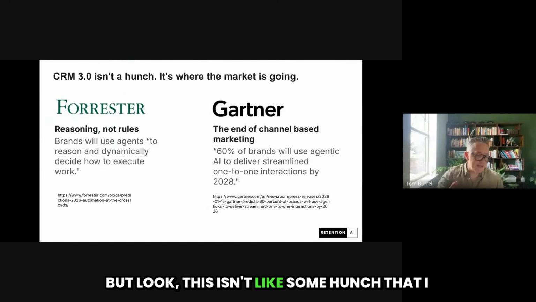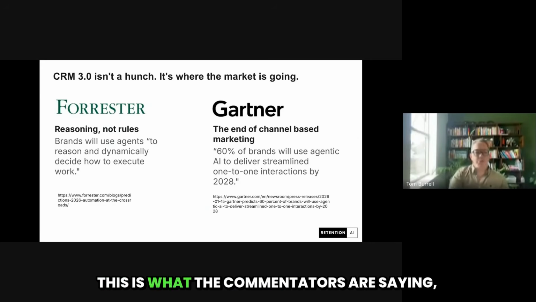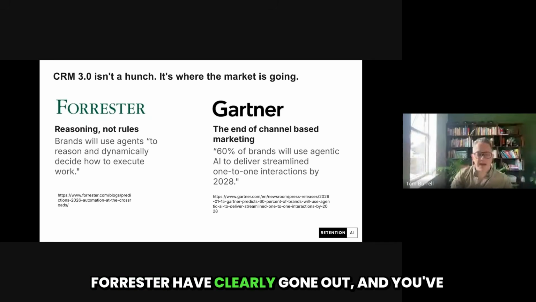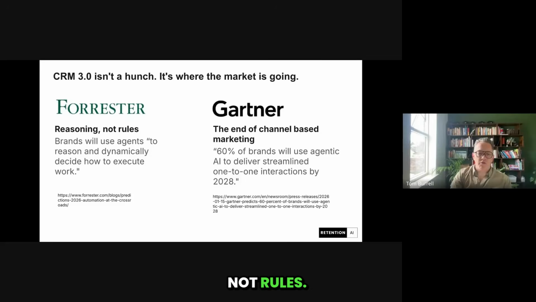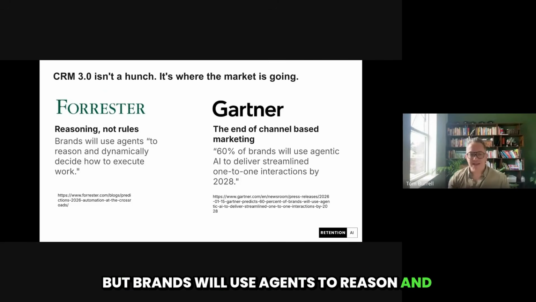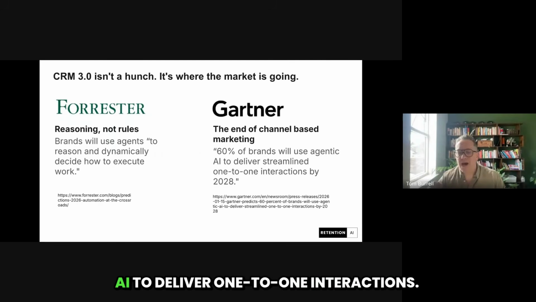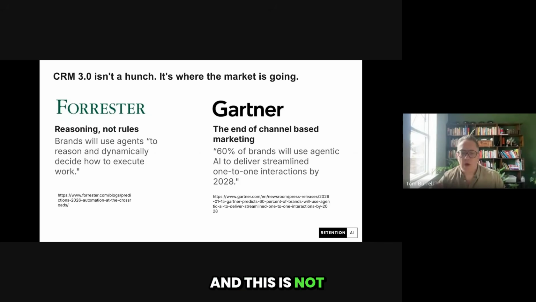But look, this isn't some hunch that I have, this isn't my personal opinion. This is what the commentators are saying, right? So you look at Forrester. Forrester have clearly gone out, and you've got the reference there to the article from this year. Brands will use agents for reasoning, not rules. Brands will use agents to reason and dynamically decide how to execute work. And Gartner have said that by the end of 2028, 60% of brands will use agentic AI to deliver one-to-one interactions. Now that directly affects what we do. And this is not a pie in the sky.